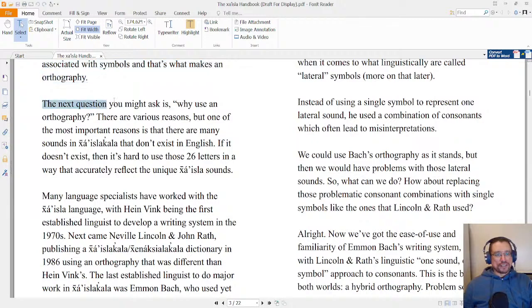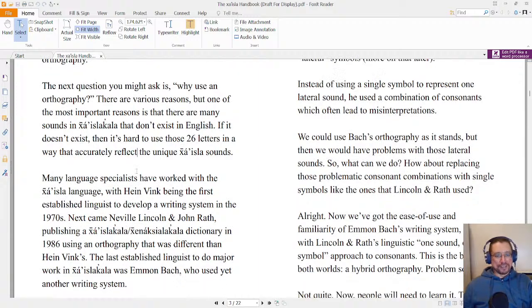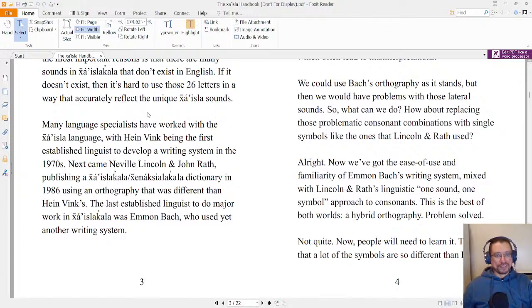The next question you might ask is, why use an orthography? There are various reasons, but one of the most important reasons is that there are many sounds in xa'isla that don't exist in English. So if it doesn't exist, then it's hard to use those 26 letters in a way that accurately reflects the unique xa'isla sounds. I'm noticing a typo right here. I used reflect. It should say reflects. I need to add an S there. So I'll make a mental note of that when I go and edit this document.